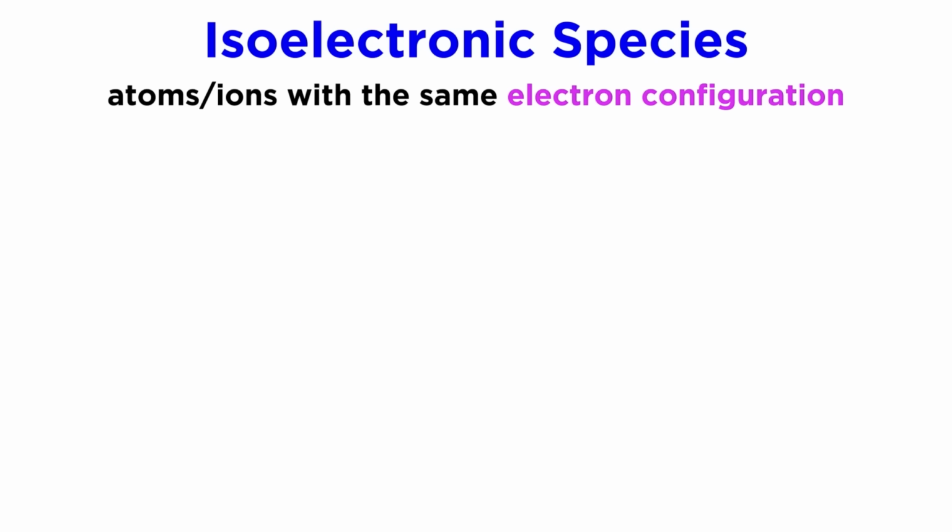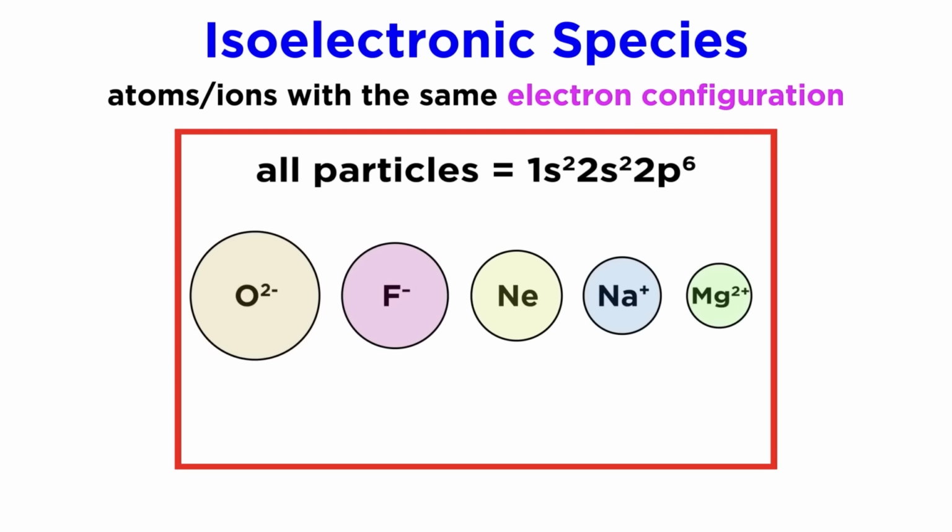We might sometimes compare isoelectronic species. These are atoms and ions that have the same electron configuration. For example, let's look at the different species that can exhibit the electron configuration 1s2, 2s2, 2p6. We can see that beyond just neon, a number of different ions can have this configuration if the corresponding neutral atoms gain or lose a certain number of electrons.